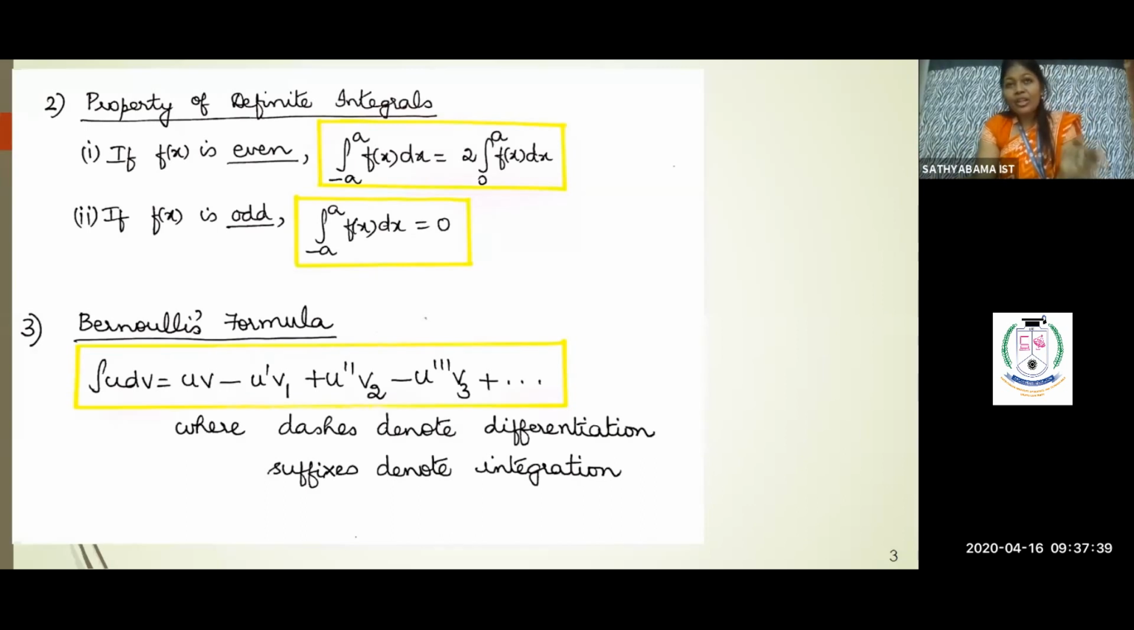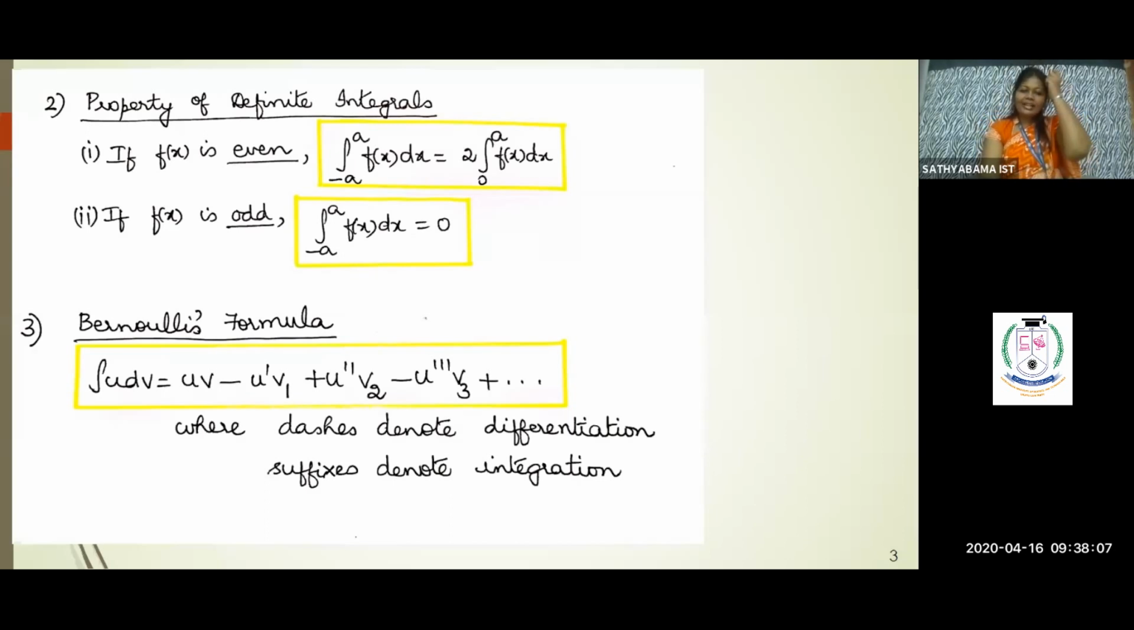Okay? Supposing you want to integrate x power 10 into cos x dx, you have to use integration by parts 10 times to get the answer. Okay? Whereas if you use Bernoulli's, you get the answer in one step. So this is definitely an easy formula to learn as well. Okay, so I want you to learn this. Let's see what it is. What is integral u dv? It is uv minus u dash v1 plus u double dash v2 minus u triple dash v3 plus etc.